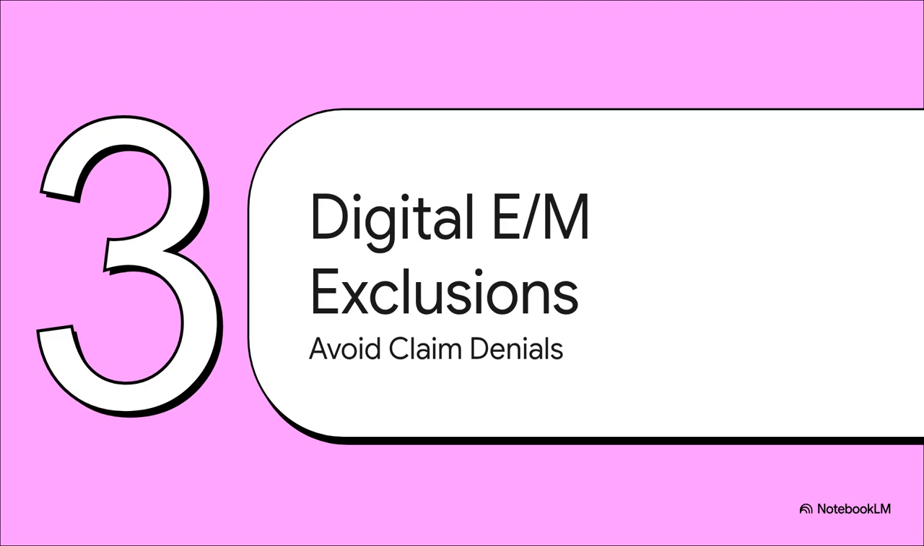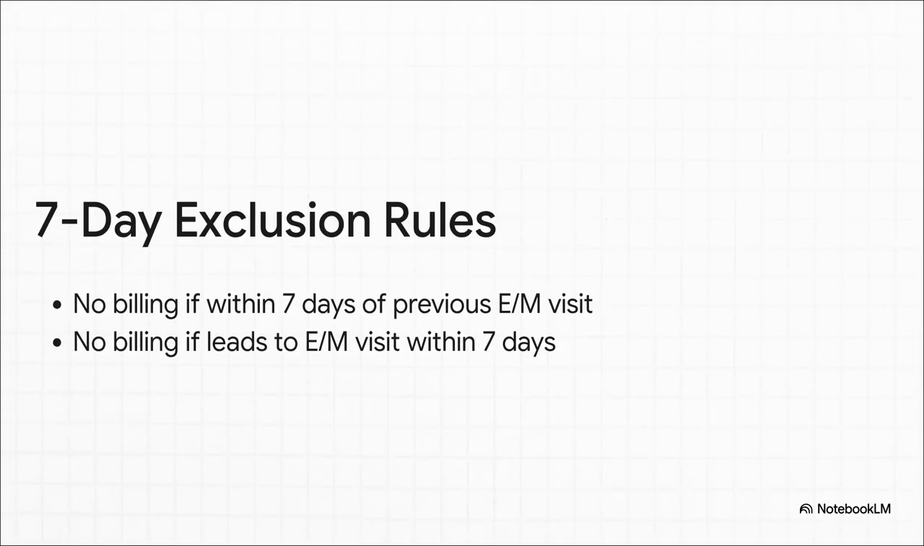On to Section 3, Digital E&M Exclusions. Avoid claim denials. Listen, if there is literally one thing you take away from this first half of our explainer, let it be this magic number, 7. 7 is the ultimate gatekeeper when we're talking about digital E&M codes. Let me break down exactly how that 7-day rule works.